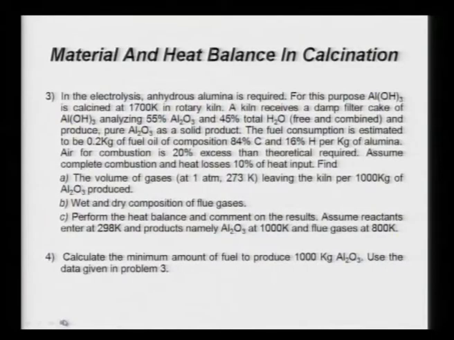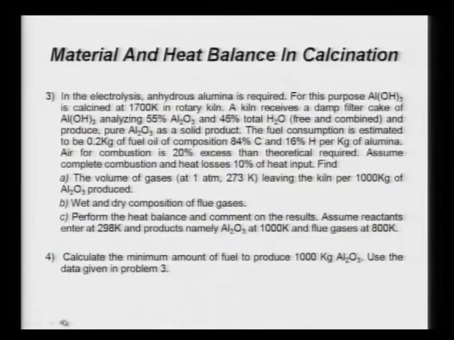Problem number 3: in the electrolysis, anhydrous alumina is required. Now, the concept is that bauxite after leaching gives you hydrous alumina, that is Al(OH)3. As such, electrolysis of Al(OH)3 is not possible because then only hydrogen will evolve. So, the Al2O3 which is used for electrolysis to produce aluminum should be anhydrous, in the sense there should be no water in the Al2O3 which you are going to charge in the Hall-Héroult cell.